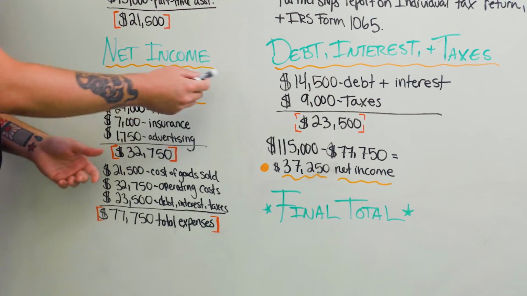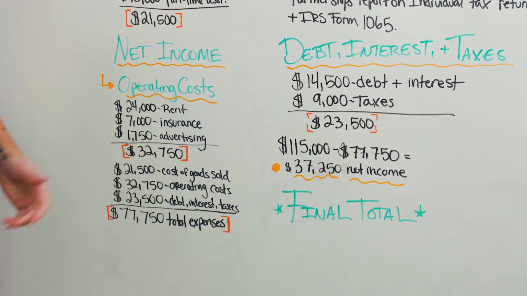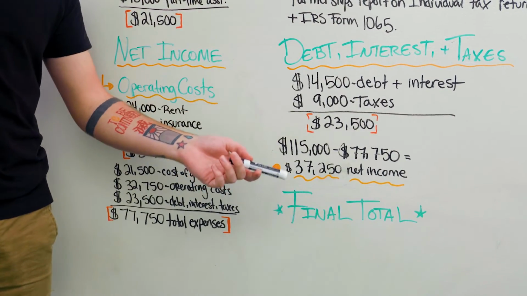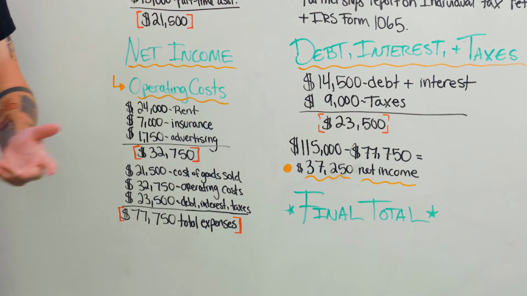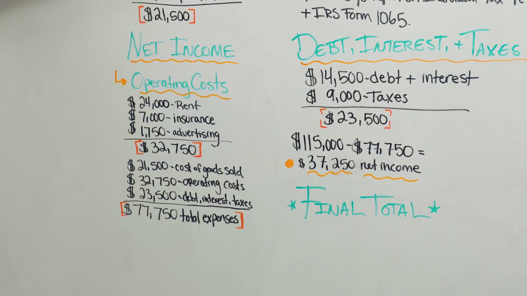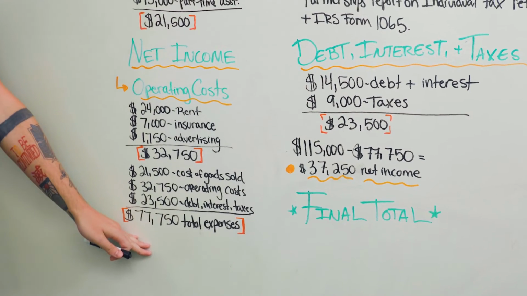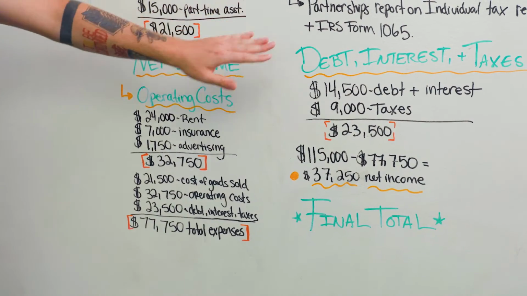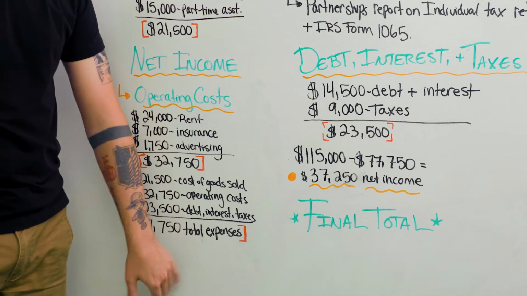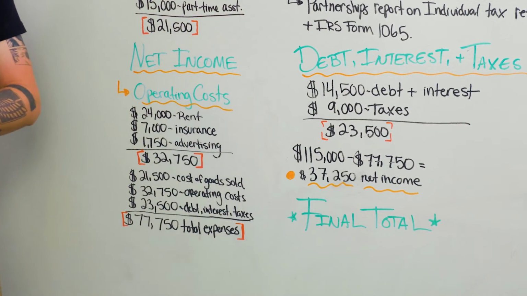For example, we have $14,500 of debt and interest, as well as $9,000 in taxes, which is a total of $23,500. After you have your operating costs and your debt, interest, and taxes, you'll take your cost of goods sold and add it to the two of those for $77,750 of total expenses. You'll take your sales revenue and minus those total expenses for a total of $37,250 of your net income.